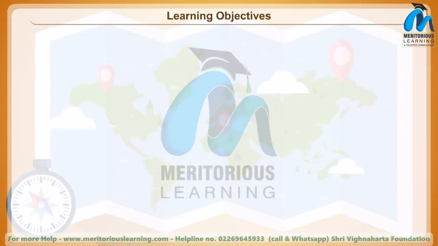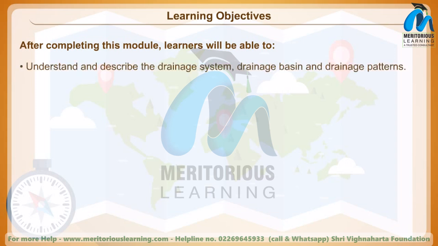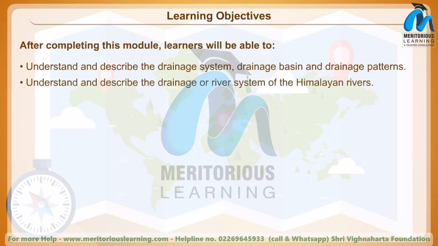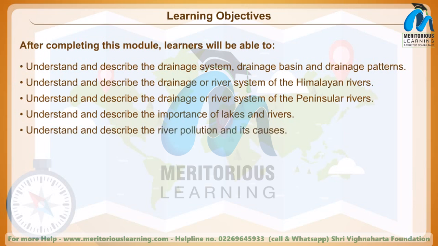Learning objectives. After completing this module, learners will be able to understand and describe the drainage system, drainage basin, and drainage patterns. Understand and describe the drainage or river system of the Himalayan rivers. Understand and describe the drainage or river system of the Peninsular Rivers. Understand and describe the importance of lakes and rivers. Understand and describe the river pollution and its causes.